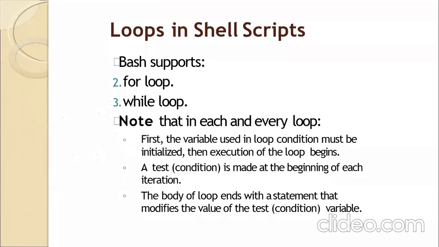Then loops in shell programming, for loop and while loop. So loops are the same as in C programming. First, the variable used in the loop condition must be initialized, then execution of the loop begins. The test condition is made at the beginning of each iteration. The body of the loop ends with a statement that modifies the value of the test variable.